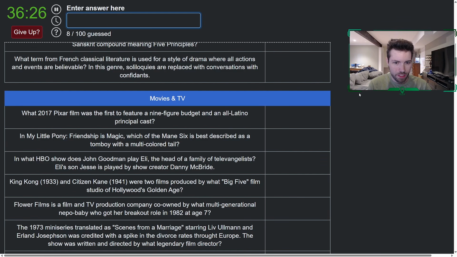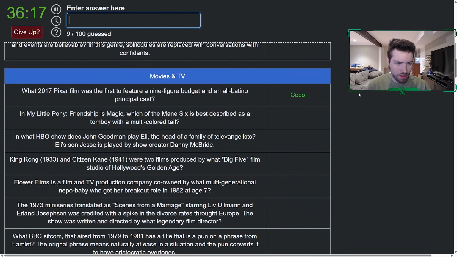What 2017 Pixar film was the first to feature a nine-figure budget and an all-Latino principal cast? Probably Coco. In My Little Pony, Friendship is Magic. Which of the main 6 is best described as a tomboy with a multicolored tail? Good lord, dude. I don't know names of My Little Pony. Get out of here. I have no idea.